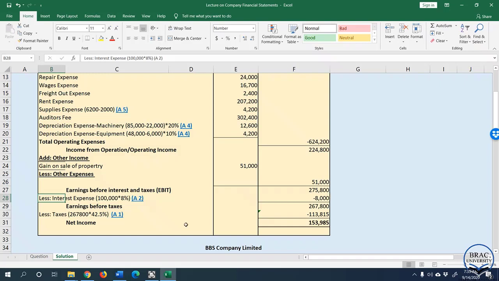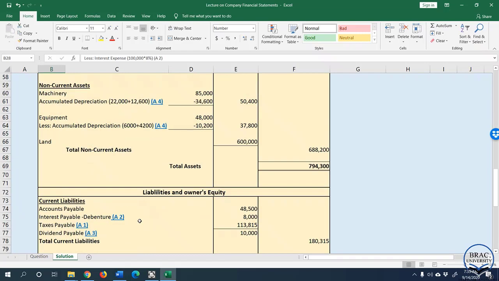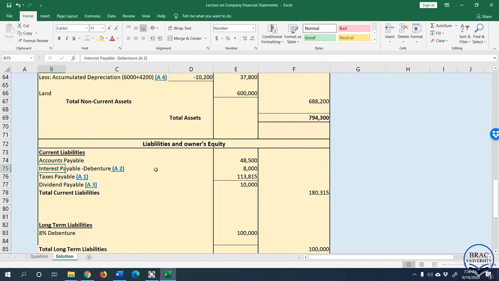Again, the interest expense you have incurred, but you haven't paid yet. So that becomes your liability. So where will you write this liability? Under the current liability portion. Interest payable of 8,000 will go to the current liability portion. Again, I am telling you that every transaction will impact at least two sides or two parts of your financial statement.